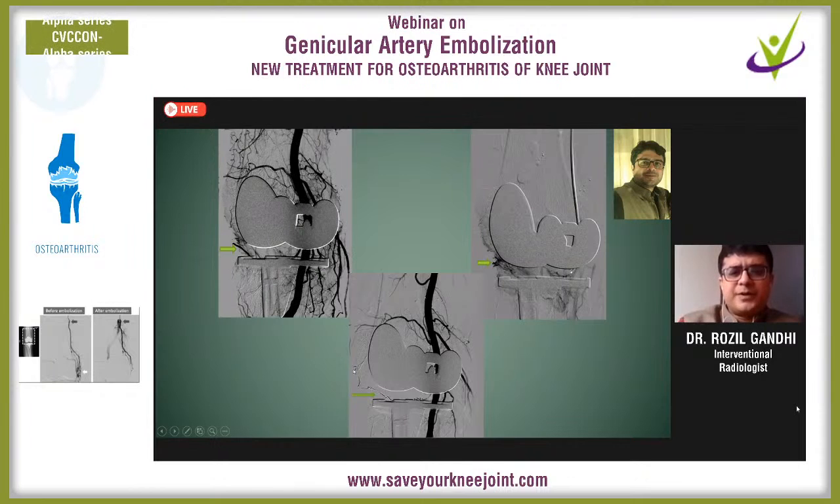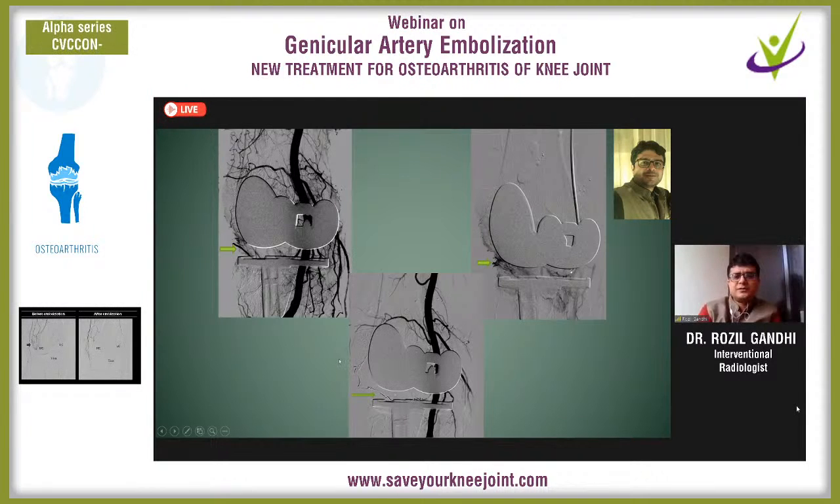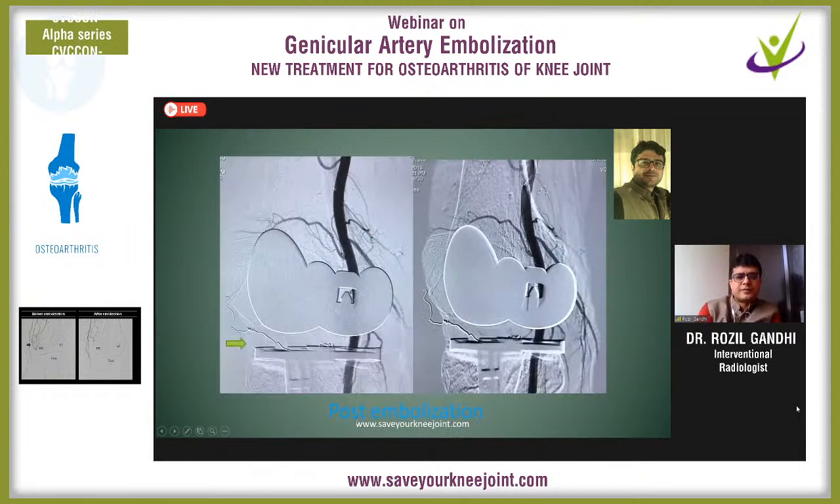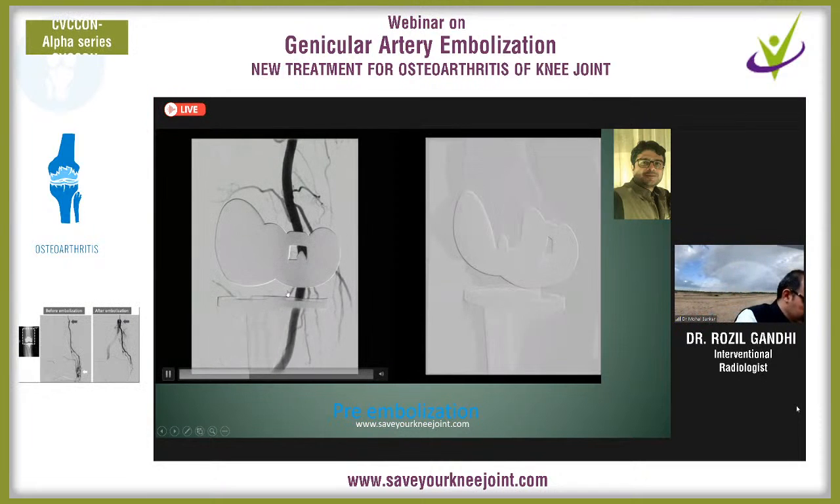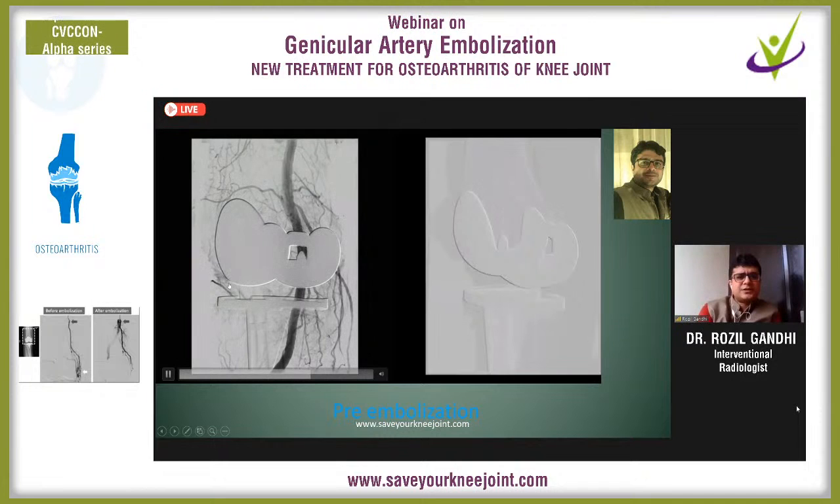The rest of the arteries are patent. The main trunk proximal is patent, but the blush is gone. You can see the same image. This is the blush seen on the angiographic image.